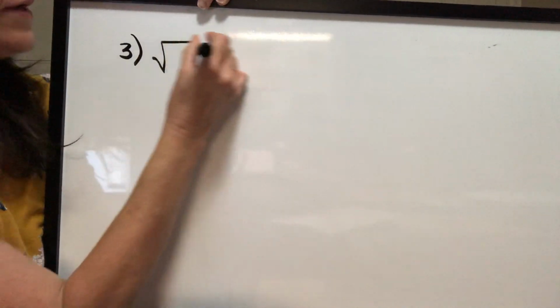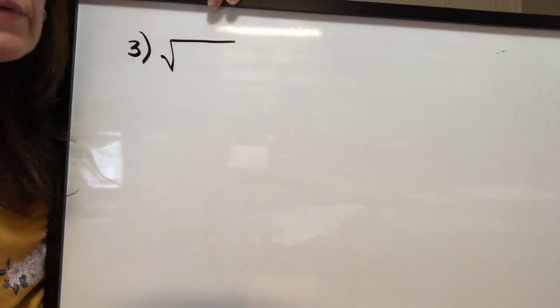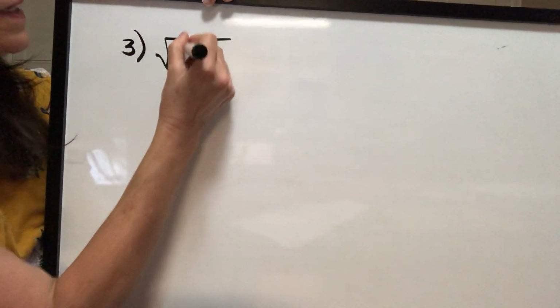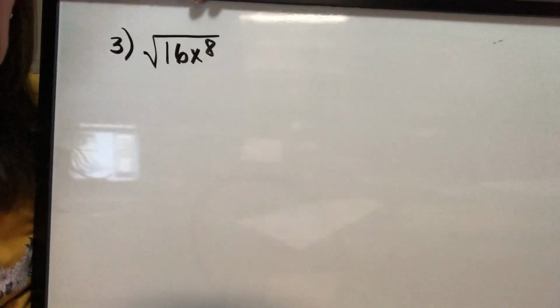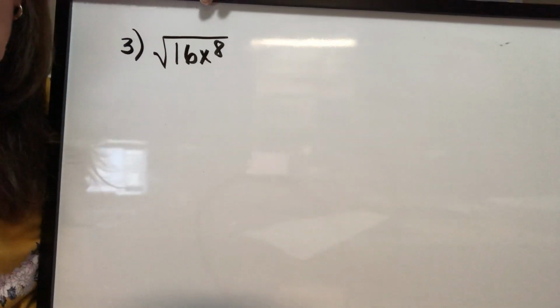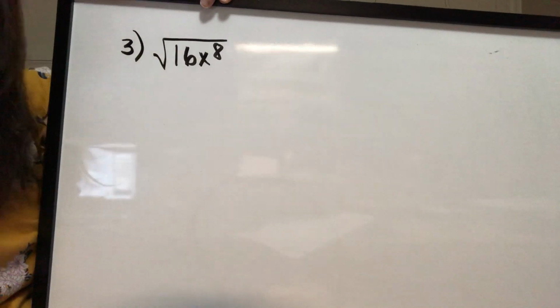Okay, so number 3, we're on number 3 now. So the question is radical, that's a square root of 16x to the 8th. Okay, so these questions I want to show you are different than numbers 1 and 2, because there are no words here. These are just radical symbols.